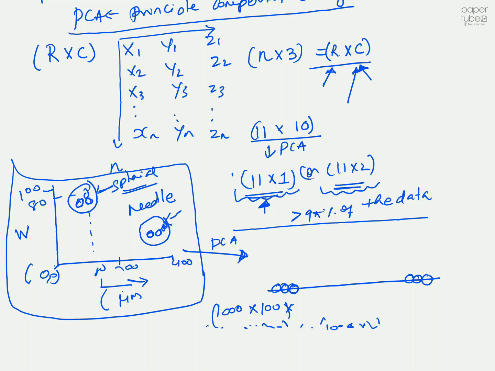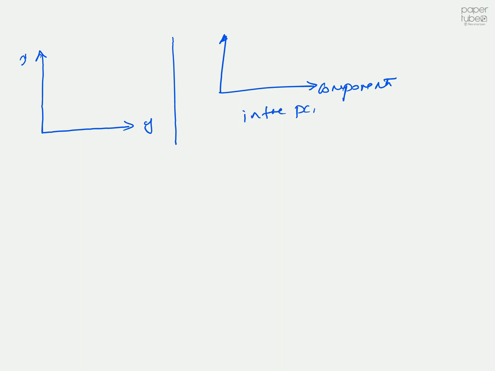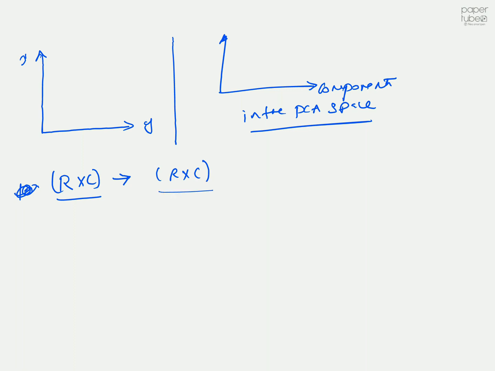quickly show how to obtain the principal components. So principal components is same. So this, you know how to draw x and y. So principal components are again something similar, but you have some axes, we call them components in the PCA space. And the rule is, if you have row multiplied by column, you will get exactly row multiplied by column, that many number of principal components or PCs.